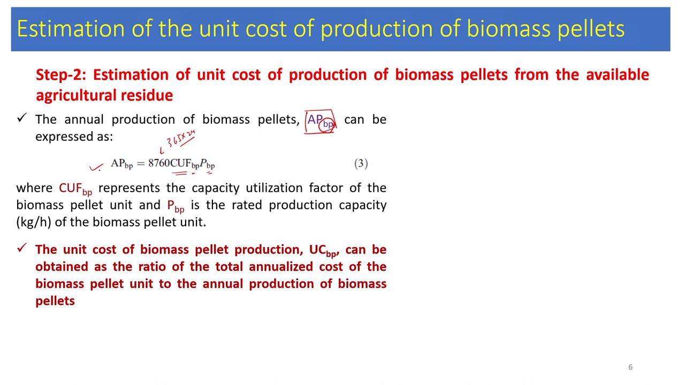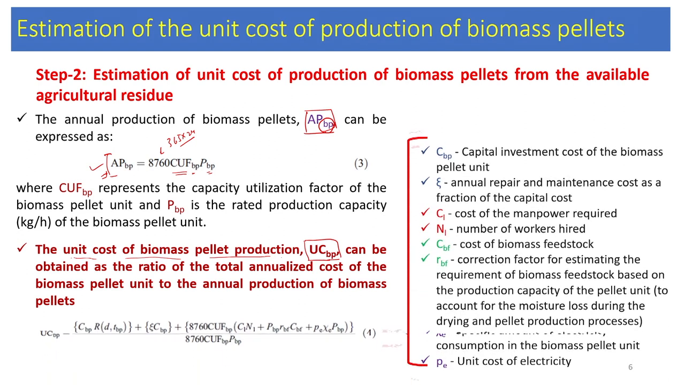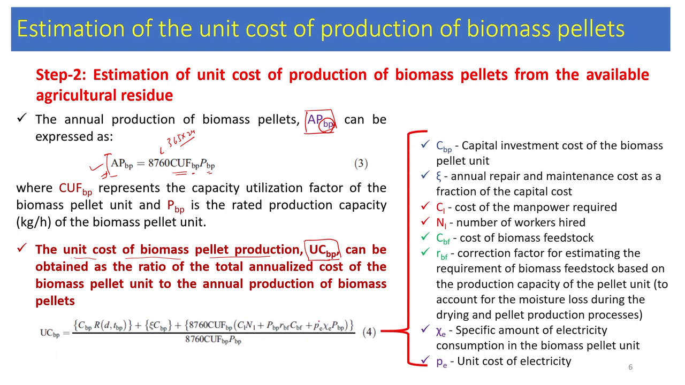Okay, once we have this information, finally we need to find out the unit cost of biomass pellet production, which is represented by UCBP, and this can be obtained as the ratio of the total annualized cost of the biomass pellet unit to the annual production of biomass pellets. Mathematically, it can be expressed as UCBP is equal to this term. It is a very long term. Even though it looks very complicated, if we take the real analysis, it is not so complicated. CBP is the capital investment of the biomass pellet unit, and this term is mathematically represented by another expression, and we can find it out.